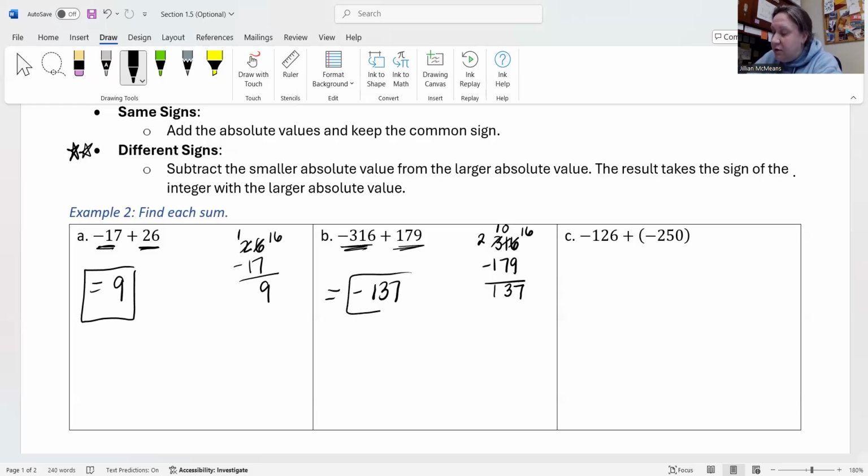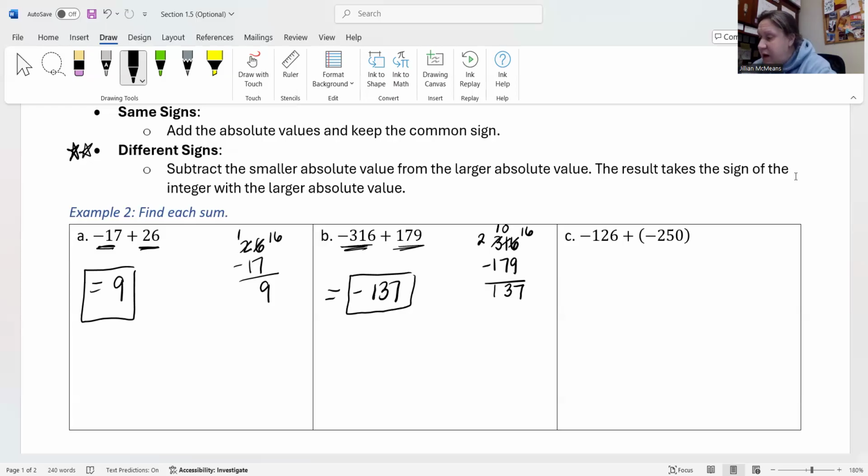So kind of think money here. Let's say you were overdrawn in your bank account and you had negative $316 in your account. You were able to deposit 179. That's great. You're still in the negative in your bank account. In fact, you're negative 137. Okay. So just find a way, real world, that kind of makes these make sense for you until you just really get the hang of what you're doing.